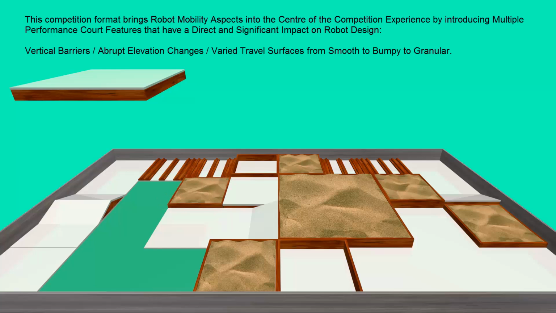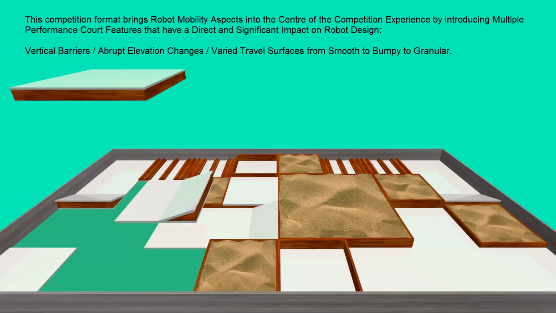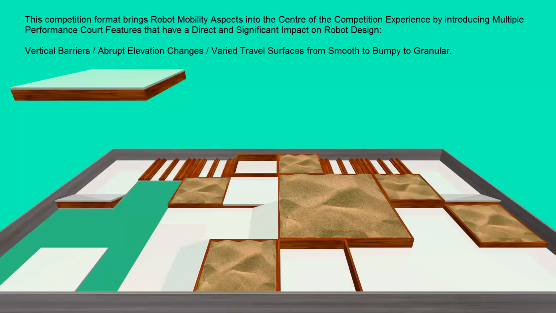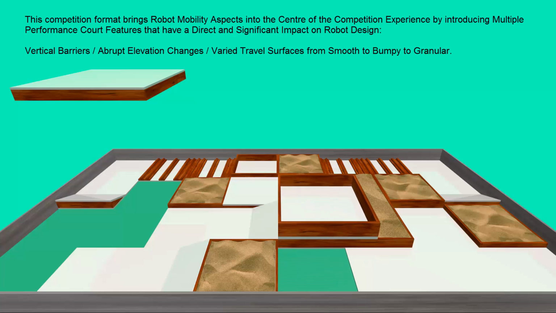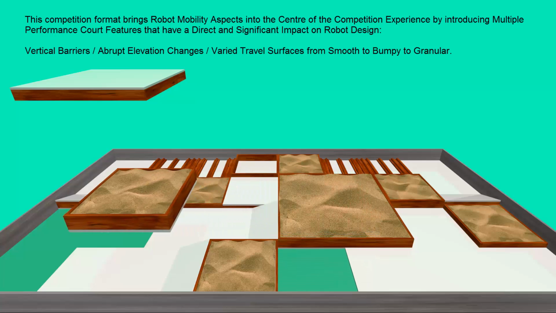This competition format brings robot mobility aspects into the center of the competition experience by introducing multiple performance court features that have a direct and significant impact on robot design: vertical barriers, abrupt elevation changes, and varied travel surfaces from smooth to bumpy to granular.